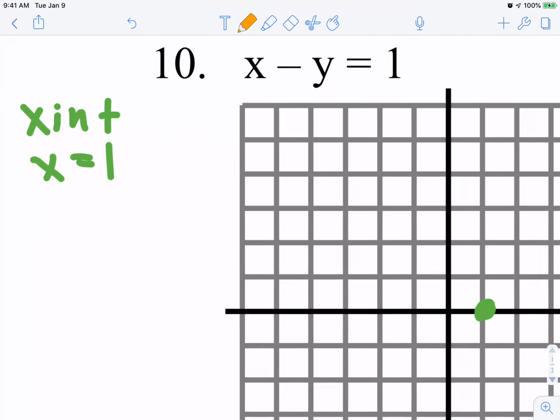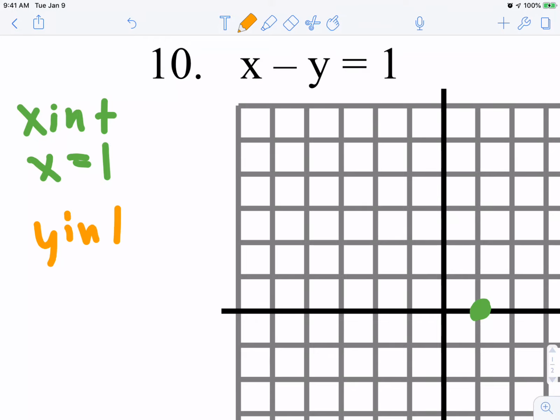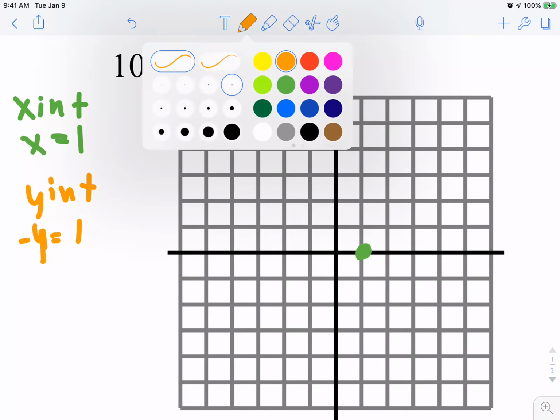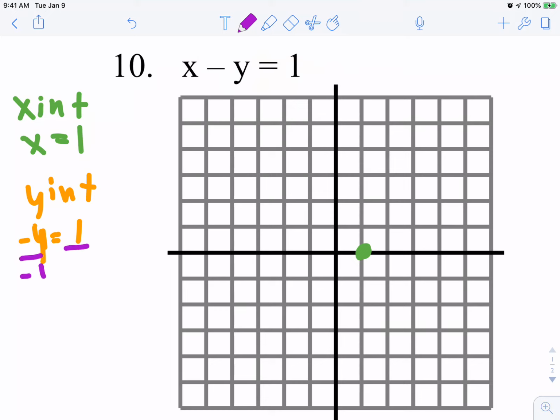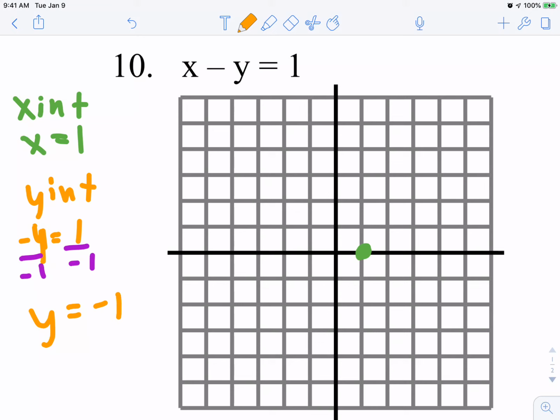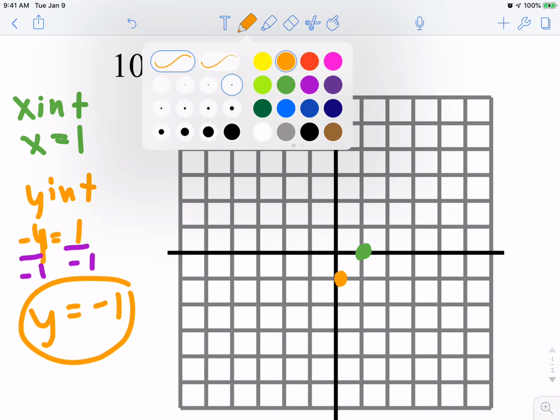For y-intercept, you don't need the x anymore. So we do have negative y is equal to 1. You got to make that positive. Divide both sides by -1. So y is equal to -1. So now I go to y -1. Then I can draw a line.